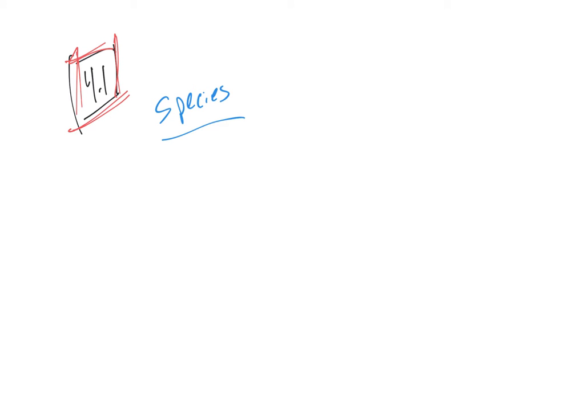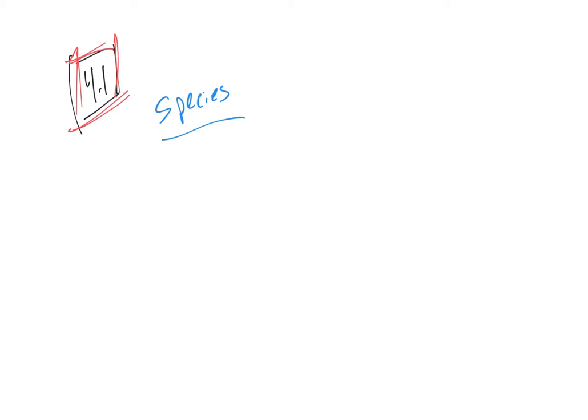All right, good morning. 4.1 is a lot of definitions. So this is a good flashcard topic. So the first thing is species. How do we define a species? So it helps to first think about the broader picture.